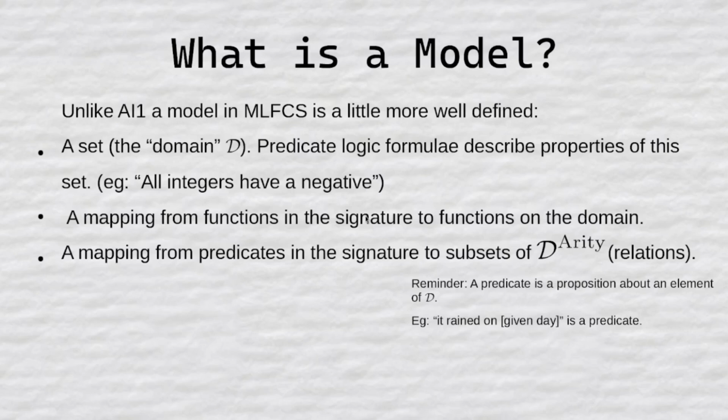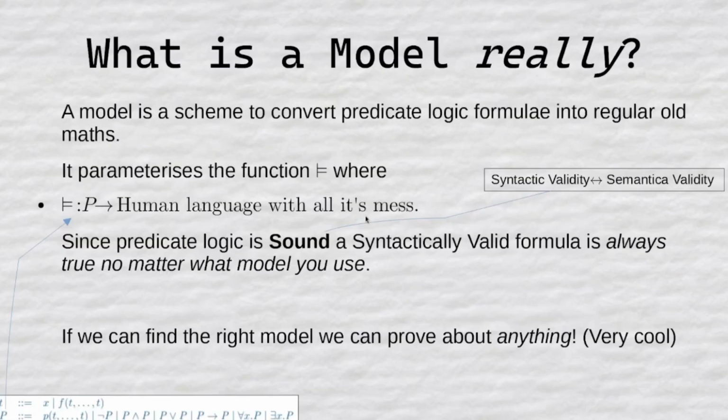Let's move on to see what this actually means, though, in a less literal sense. So a model is a scheme to convert predicate logic formulas into regular old maths or English or whatever, and it parameterizes the function that I'm going to call turnstile, where turnstile maps P onto human language with all its mess, and P is the Backus-Naur form for predicate logic, as we saw in Shay's predicate logic syntax presentation yesterday.